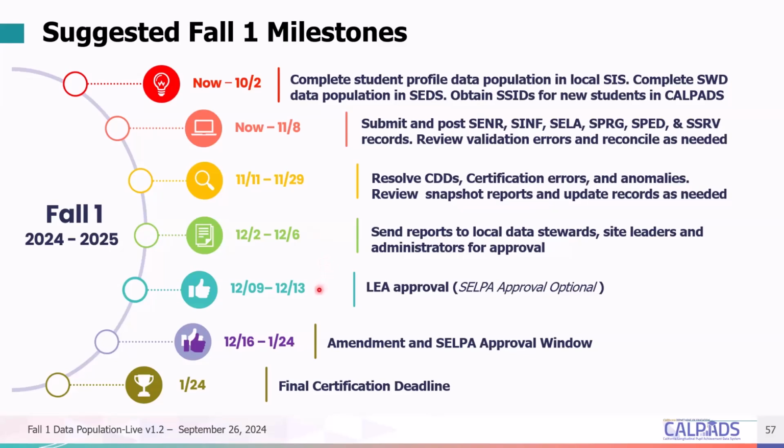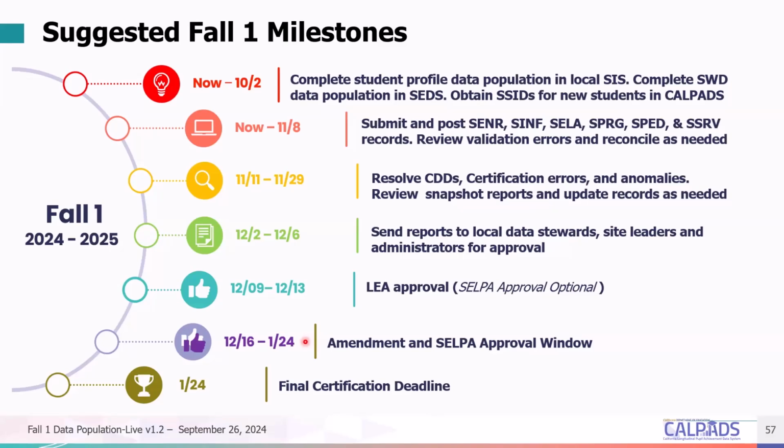After that, we have from December 9th to December 13th to LEA approve the Fall 1 submission. December 13th is the initial certification deadline for Fall 1, and that initial certification deadline is the time by which all LEAs should be LEA approved in Fall 1. We do encourage SELPA approval as well, but that December 13th is the deadline for LEA approval. We then have an amendment window.